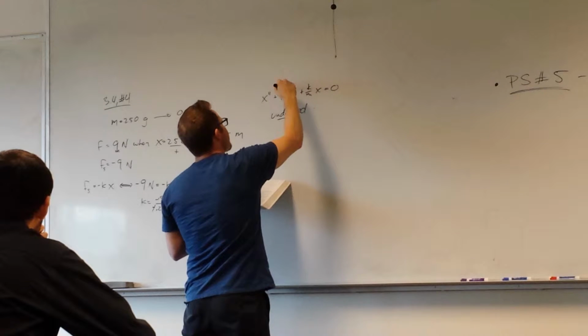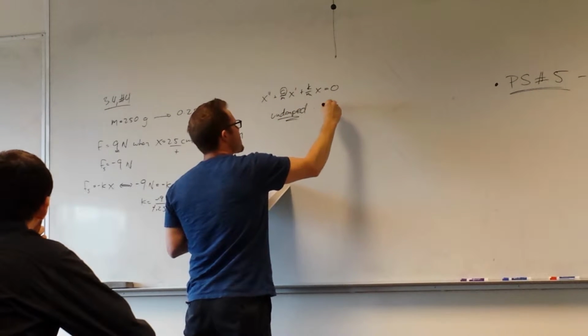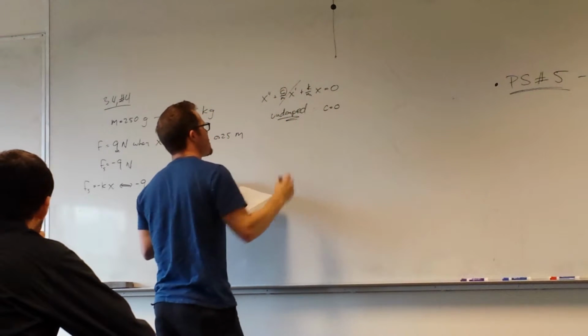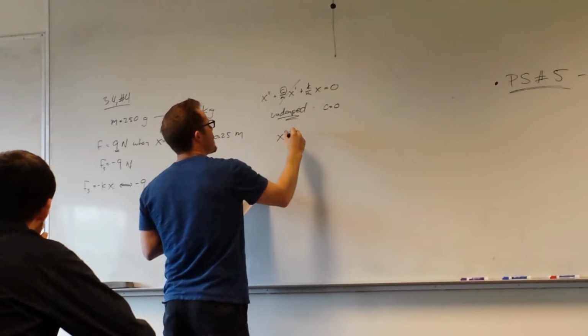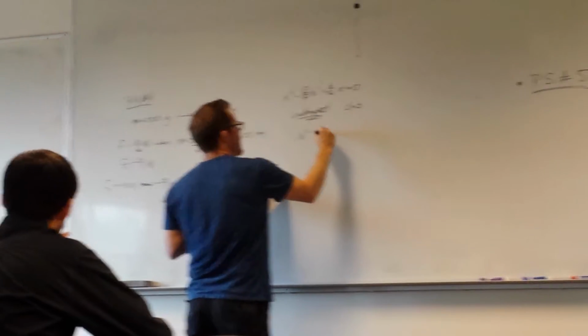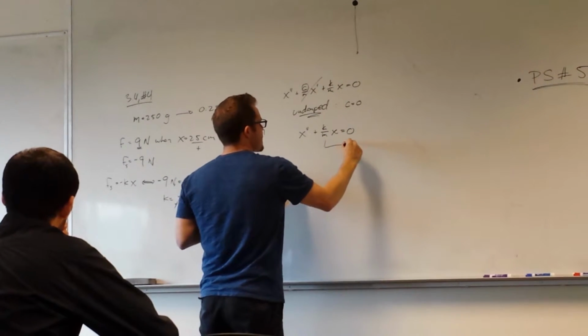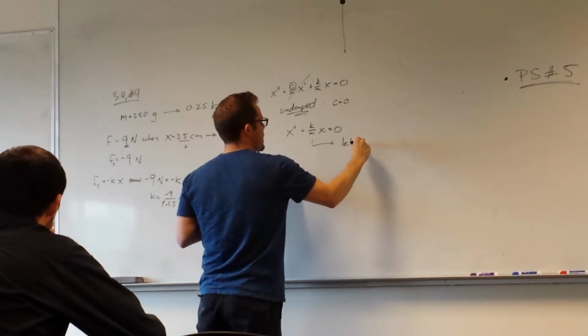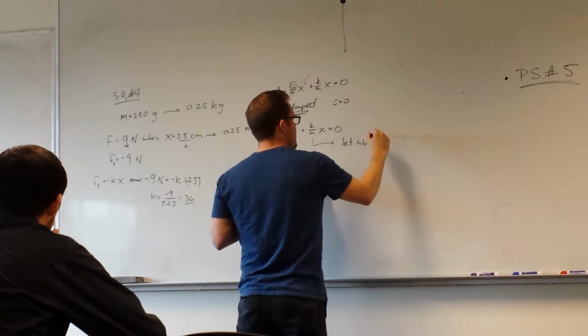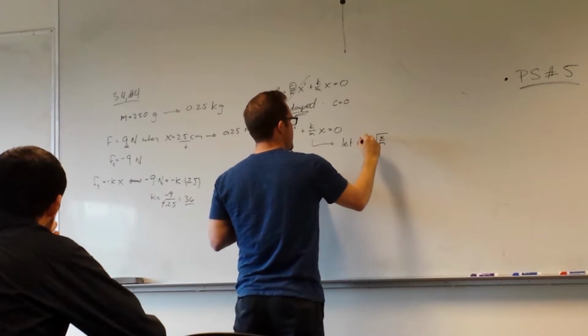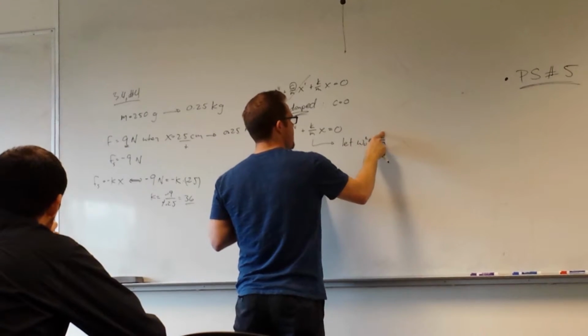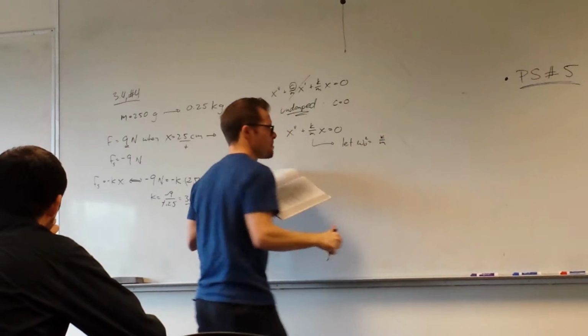So undamped, c was the damping constant. In other words, c equals 0, so it knocks out that term. We get x double prime plus k over m x equals 0. And they said let omega naught equal root k over m. So that means that omega naught squared is k over m.